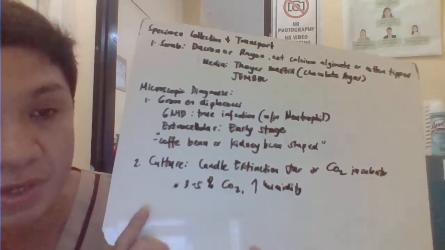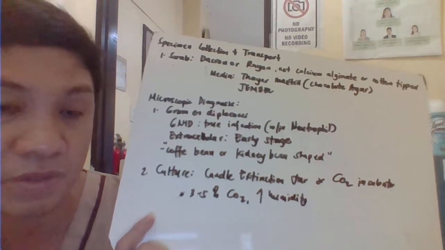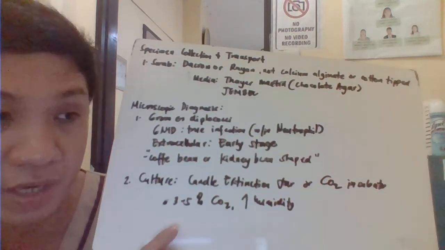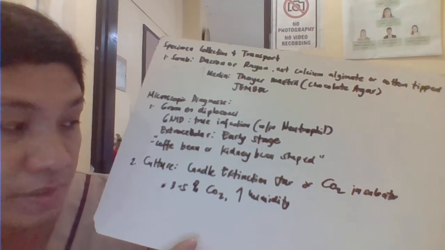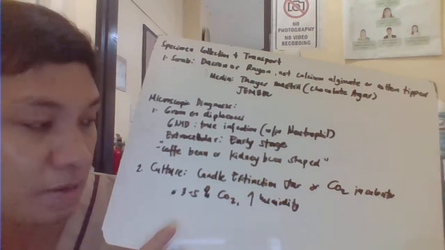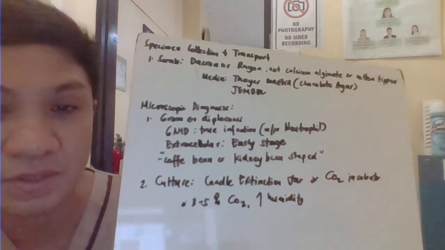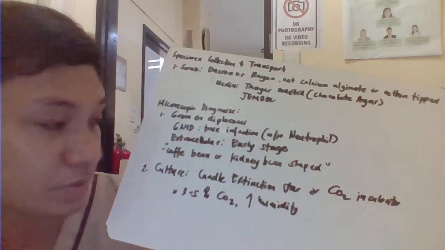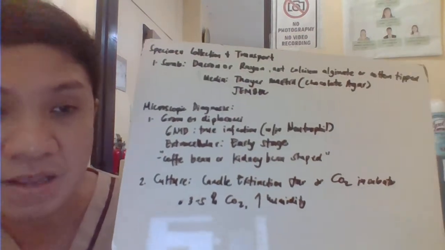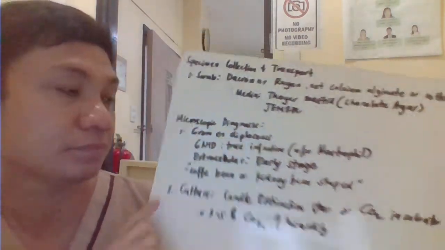Okay, we have the culture media to provide the necessary carbon dioxide. You could use a candle extinction jar, or you could use a carbon dioxide incubator, providing 3 to 5% carbon dioxide. Sorry, that's not 5 to 10%, but rather 3 to 5% carbon dioxide, with a high humidity environment.